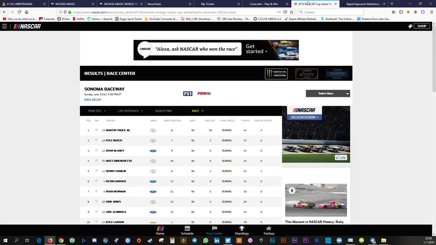So this weekend, I don't know if you guys know, but Coinlotto actually sponsored NASCAR and got their own NASCAR car for 5 races.